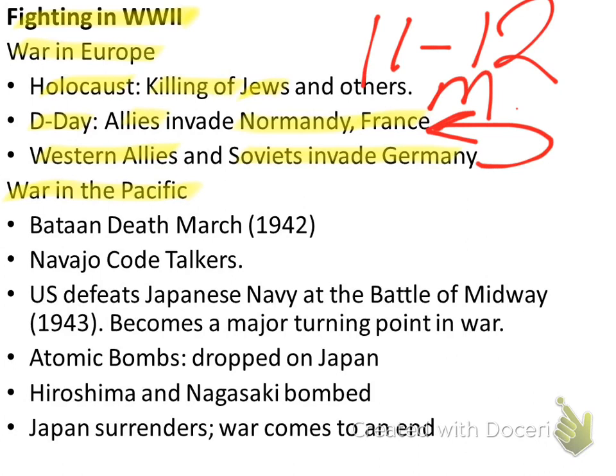Okay, let's go back to the War of the Pacific now. The Bataan Death March in 1942. Upwards of 5,000 Allied troops were captured, forced to march about 60 miles, where about half of them died. Navajo code talkers. Navajo language is almost impossible to learn unless you are raised with it from an early age. The Japanese were never, ever able to break it.